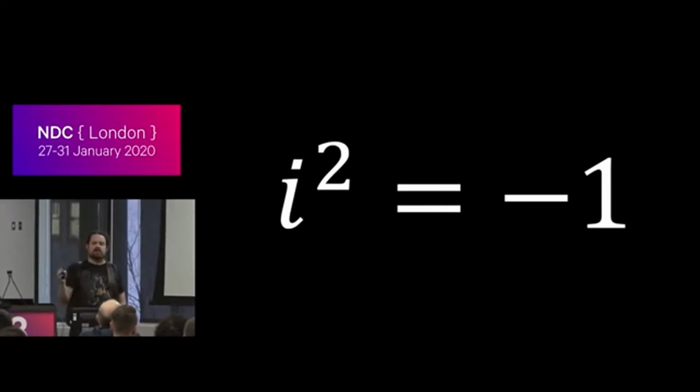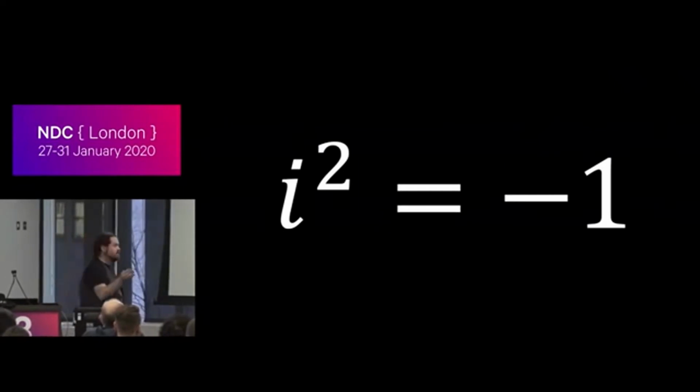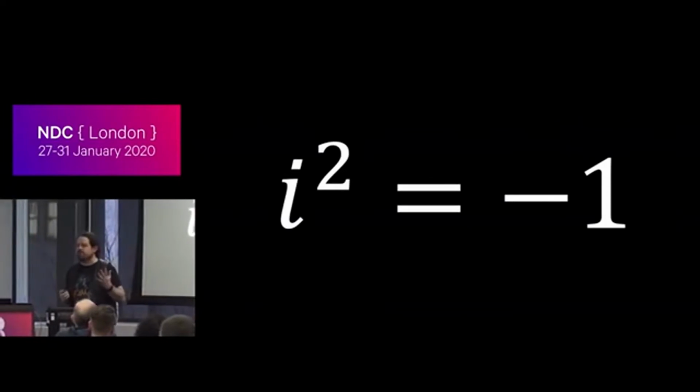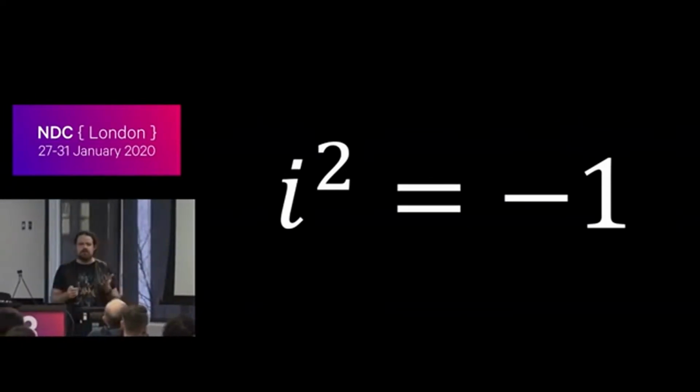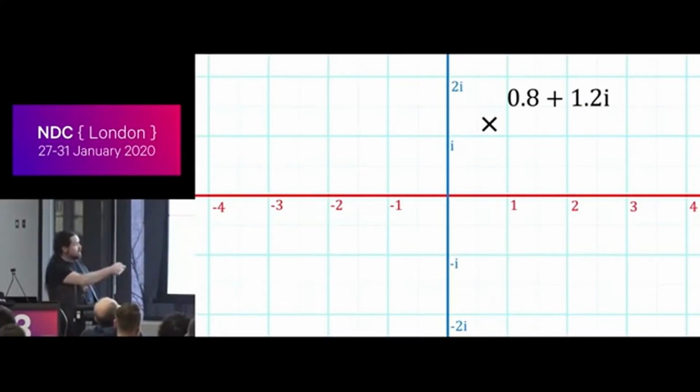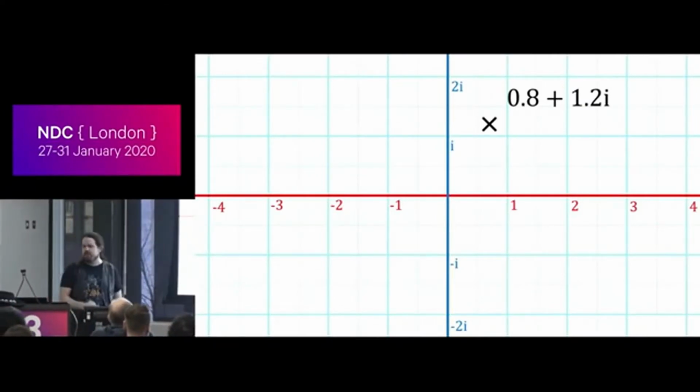And this is where the rest of the world goes, you can't do that, and mathematicians go, we can do anything we want. It's imaginary, we don't care. But then once they've developed this and they've come up with a rigorous set of mathematics around it, you can do some really interesting things with it. Now, this thing here, 0.8 plus 1.2i.